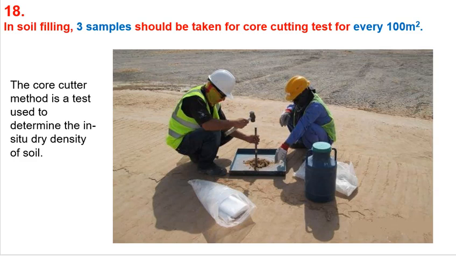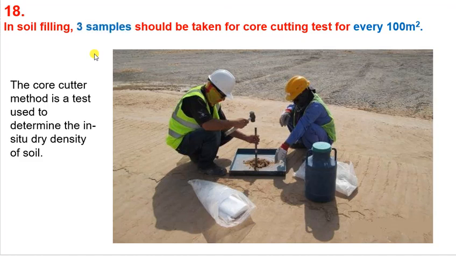is that in soil filling, after doing soil filling and doing compaction, we need to take three samples. Three samples should be taken for core cutting test for every 100 meters square. For every 100 meters square area which is compacted, we need to take three samples. Got it? For every 100 meters square, we need to take three samples of the soil which have been core cut.